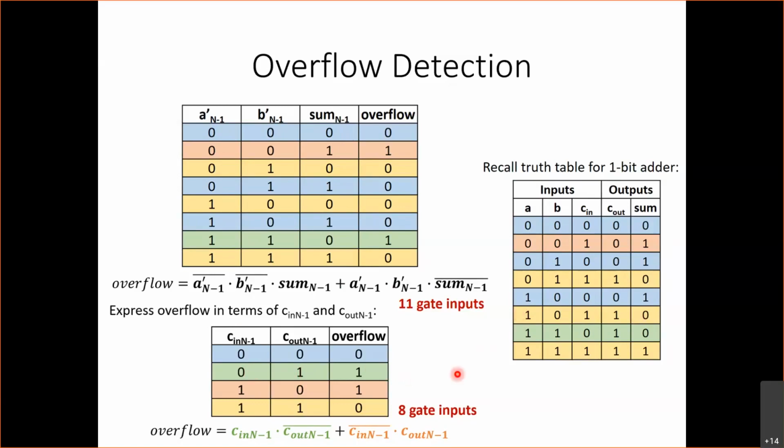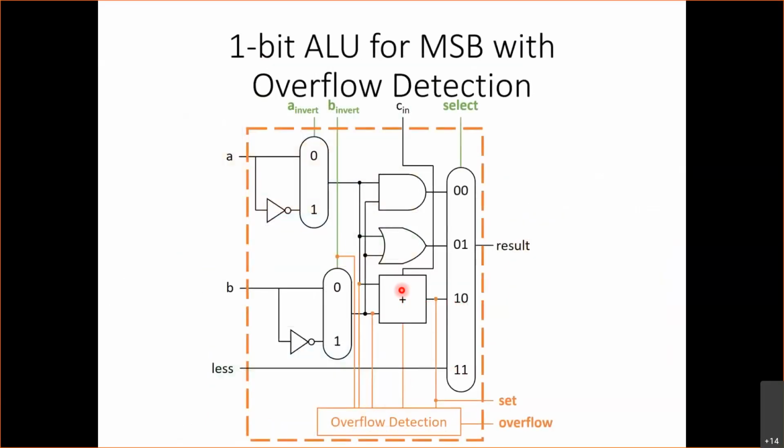Okay, well, to support overflow, in our 1-bit ALU, remember we said we're going to have a different 1-bit ALU for the most significant bit. In it, we're going to add an overflow detection unit that takes various inputs, and if it detects an overflow, it outputs a flag that says there is overflow. Okay?